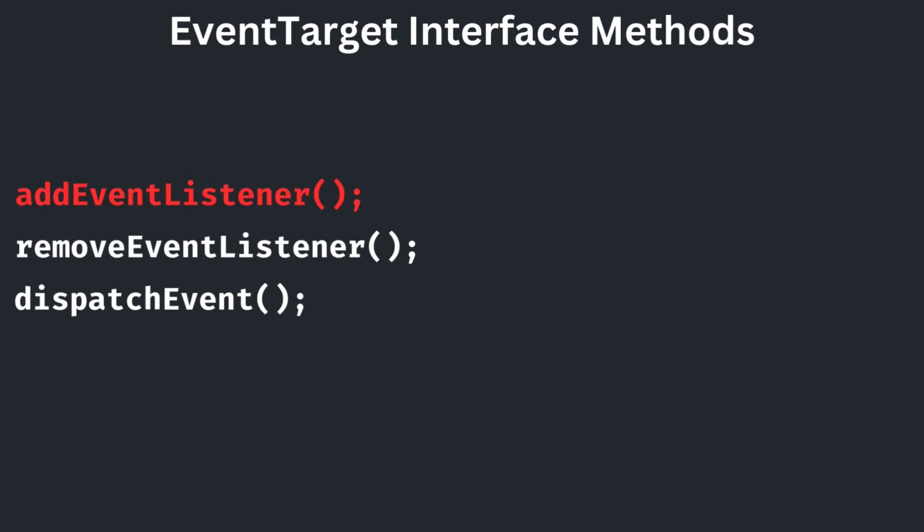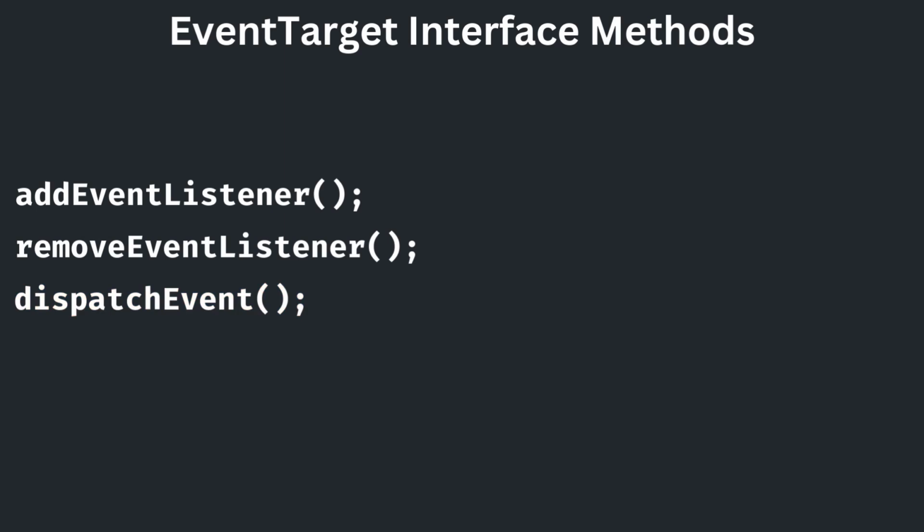There are 3 methods. addEventListener, which attaches an event handler to an element. removeEventListener. Self-explanatory, just removes an event handler that was attached to an element. dispatchEvent dispatches an event to the element.